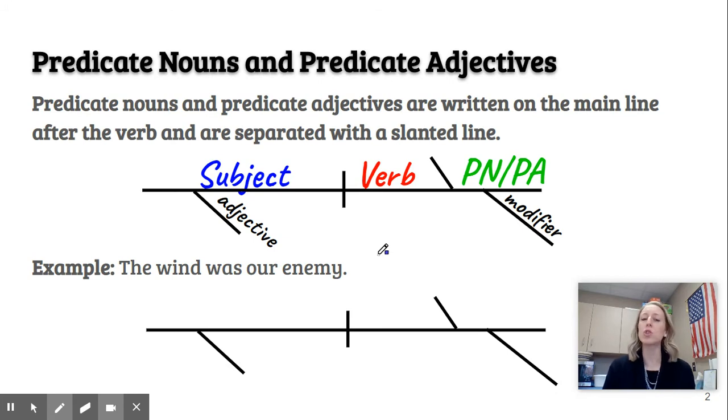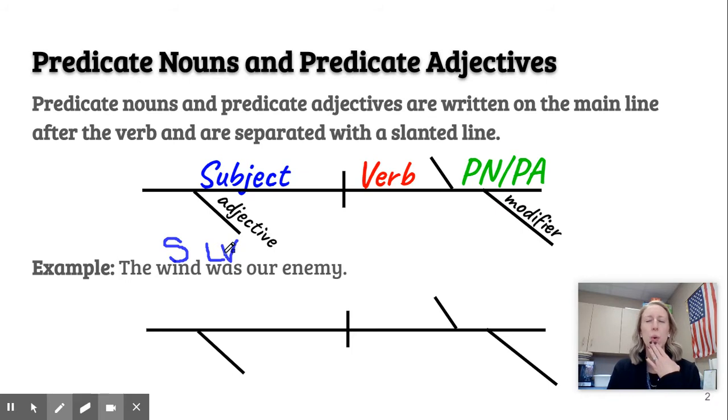So the next thing that we have to do is identify our subject and our verb. Now, since we know we're looking for predicate nouns and predicate adjectives, we have to have a linking verb. So we look in our sentence to find our linking verb. Well, since we have our linking verbs memorized, we know that was is our linking verb. So go ahead and label it LV. Then we have to find our subject. Now remember, a subject typically comes before our verb. So wind is our subject. So we've got our subject, we've got our verb.